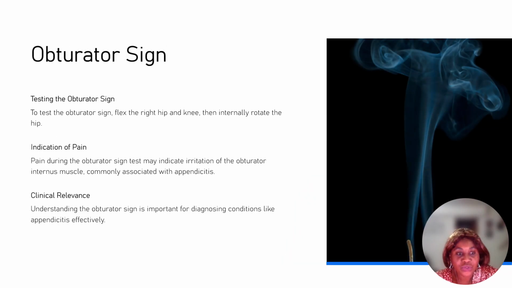Look at the obturator sign. To test the obturator sign, flex the right hip and knee, then internally rotate the hip. Pain during the obturator sign may indicate irritation of the obturator internus muscle, commonly associated with appendicitis. Understanding the obturator sign is important for diagnosing conditions like appendicitis.